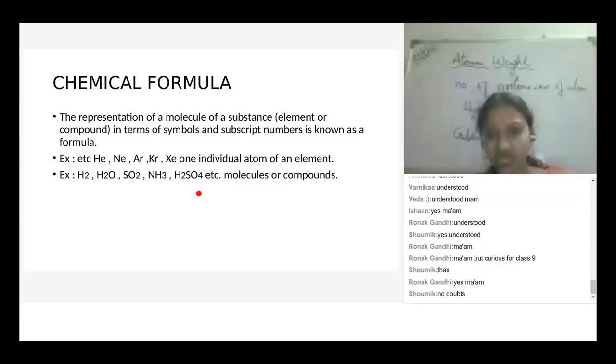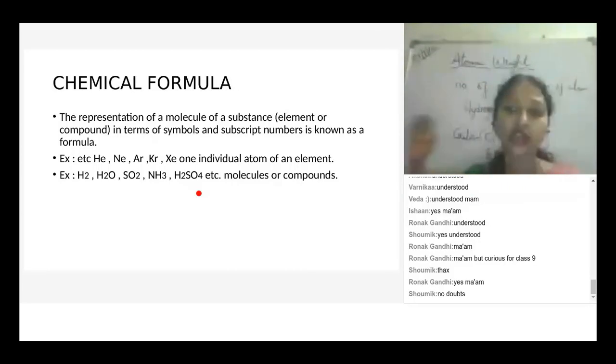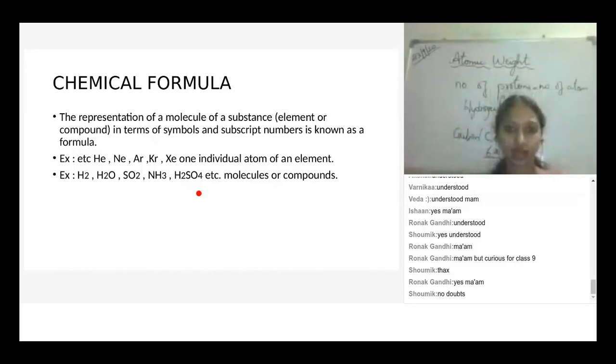Formulas are nothing but symbols of that particular element. When we go in depth about molecules and compounds, we need to see the combination of different elements to form compounds. How to write the compound formulas is what we are going to deal with now. Understood?